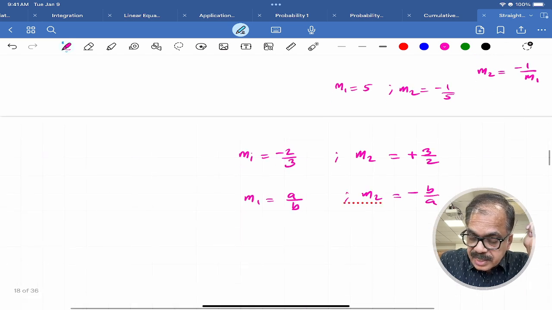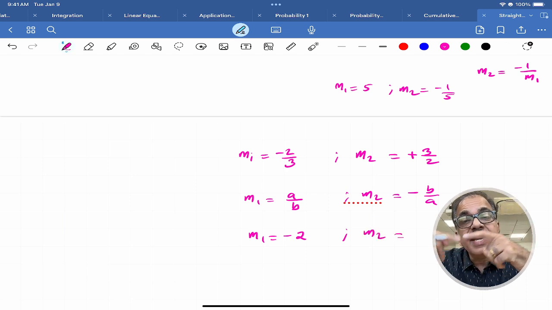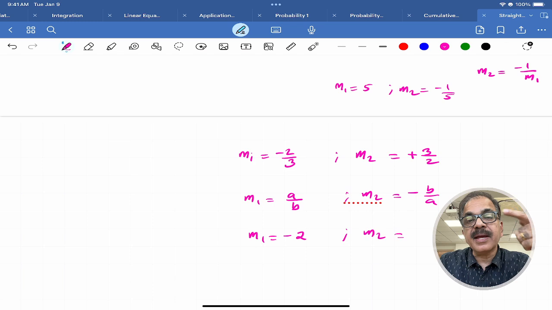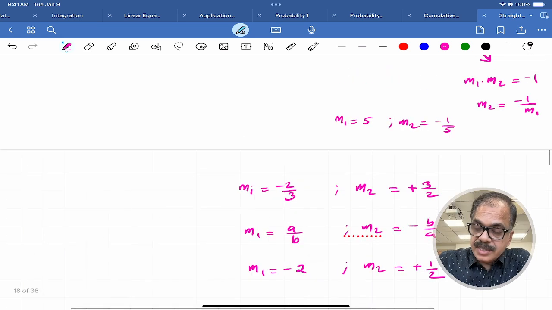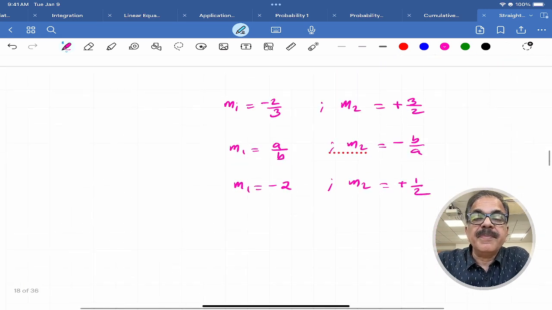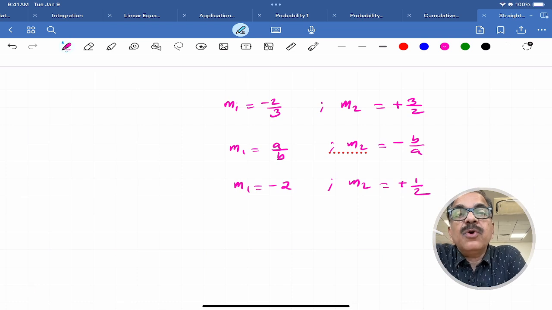One more example quickly. If m1 is negative 2, m2 would be its negative reciprocal. It's already a negative number, so the negative of a negative number makes it positive, and the reciprocal of 2 is 1 over 2. Alright, so that's basically the idea. If two lines are perpendicular, the product of the gradients will always be minus 1, or rather the gradient of one of them will be the negative reciprocal of the other.